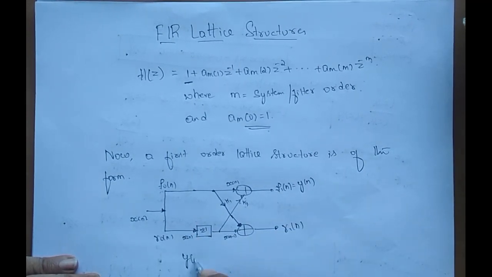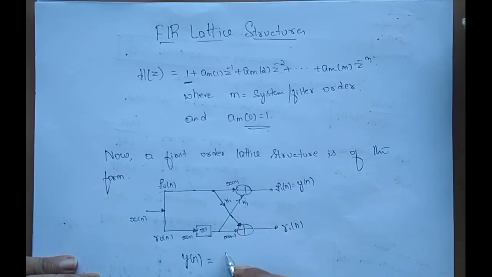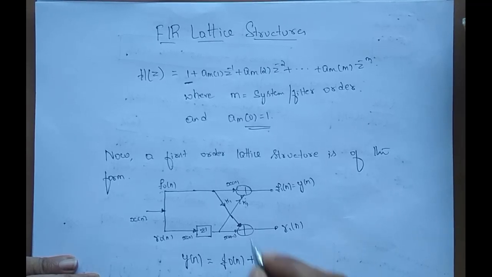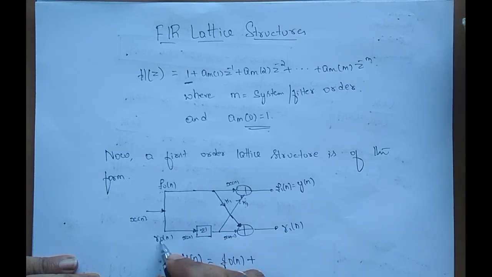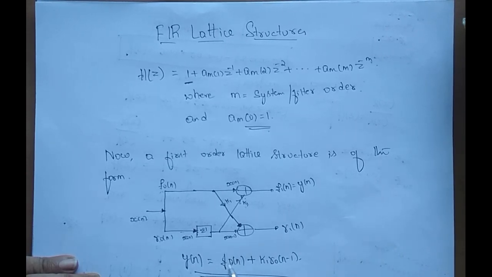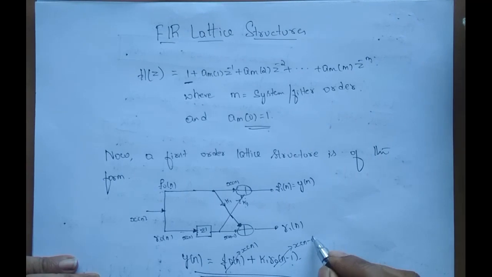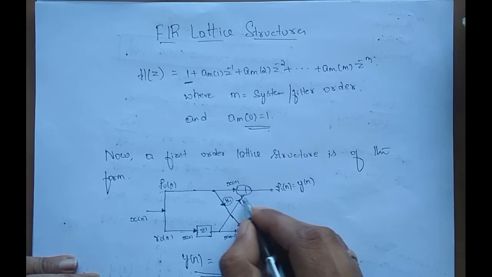So what is y(n) here? y(n) is equal to f0(n) added with k1 into r0(n-1). This is r0(n) going inside the delay element, and the output of this delay element is r0(n-1). So this is the output. Basically f0(n) is x(n) itself, and r0(n-1) is nothing but x(n-1) itself. But you have to take care of the coefficient, which is k1, for these two values.